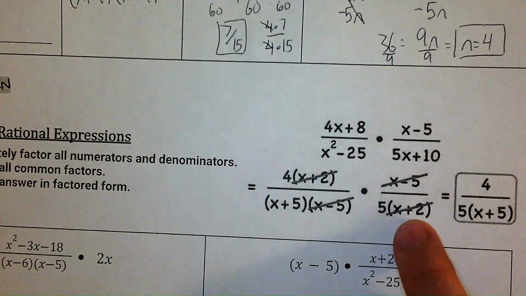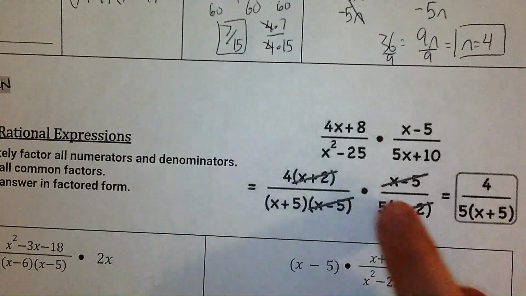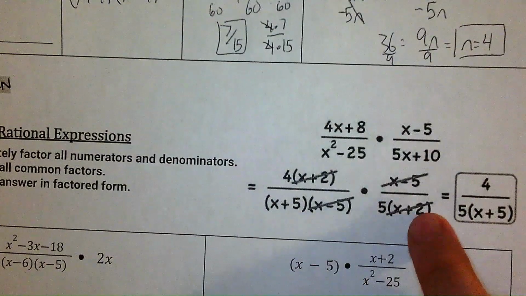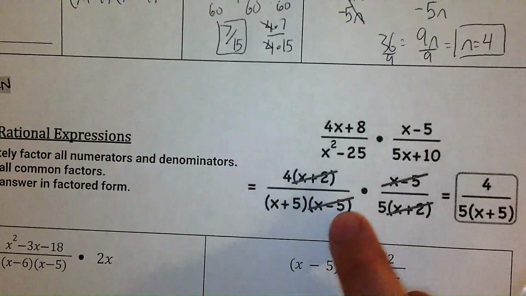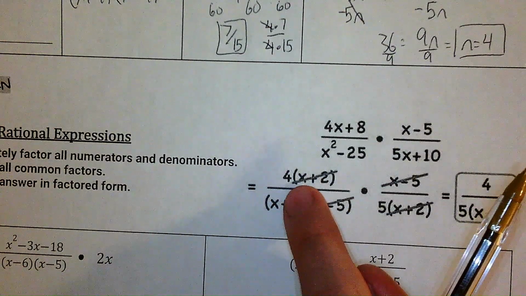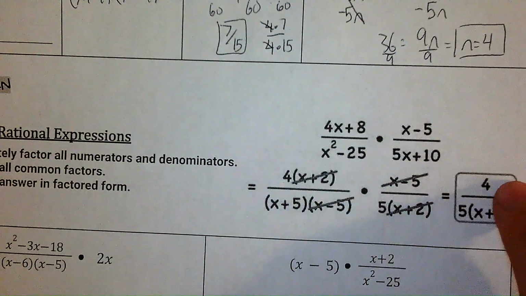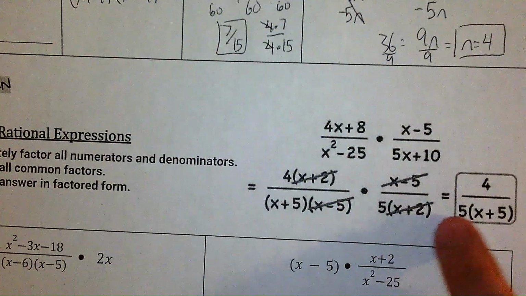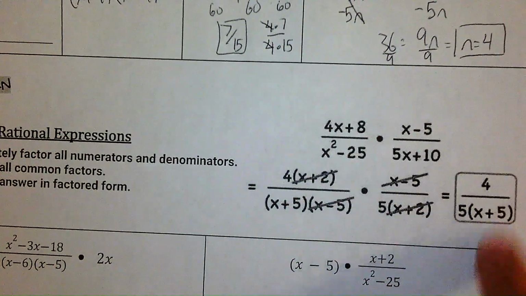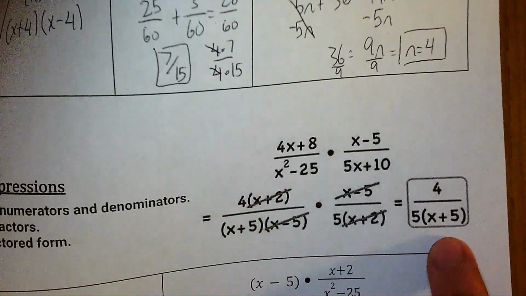Now we want to cancel anything we see that is on both the top and the bottom. So the x plus 2 is here and there. We can cross them out. x minus 5 is here and there. They will be crossed out. And now 4 is not on the bottom, so we'll leave it. The 5 is not on the top, so we'll leave it. And x plus 5 is not on the top, so we leave it. This is going to be our answer in its lowest terms.